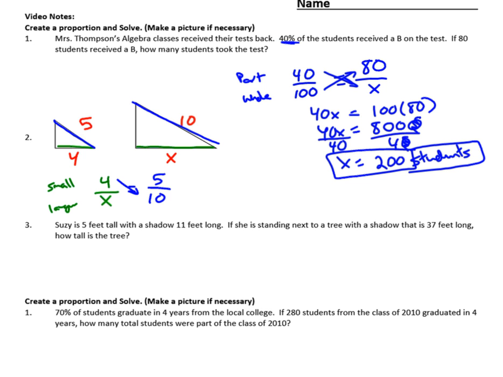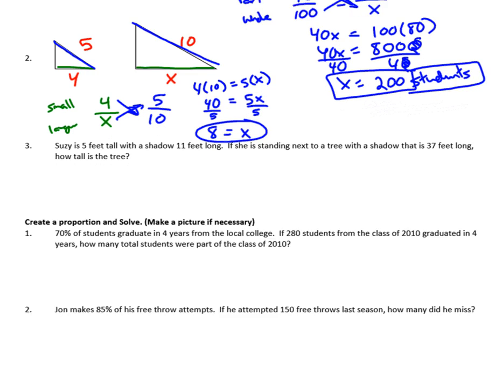So now I've got cross multiplying here, 4 times 10 is 40, and 5 times x, divided by 5, and x is equal to 8. Notice that I did 4 times 10 to get 40 right away. You could have that step in there, 4 times 10 equals 5 times x, if that makes you feel more comfortable. But when we're multiplying just numbers, we don't have to deal quite as much with that.